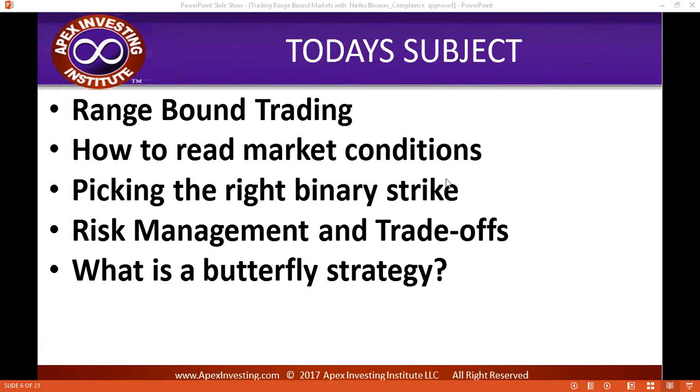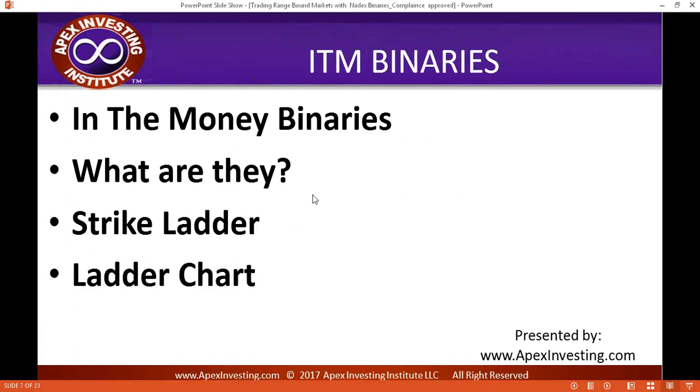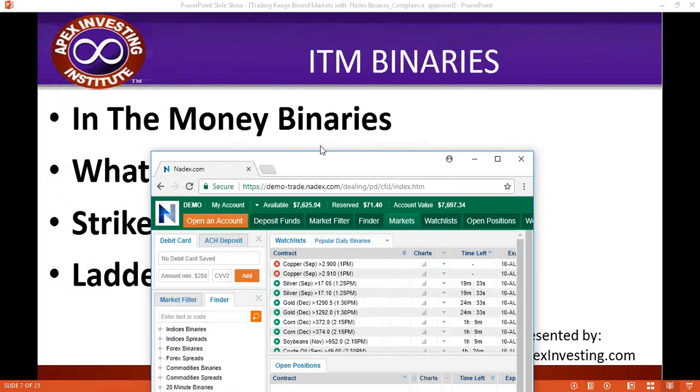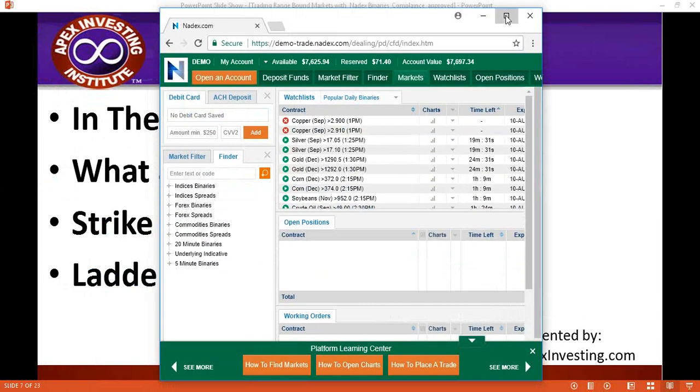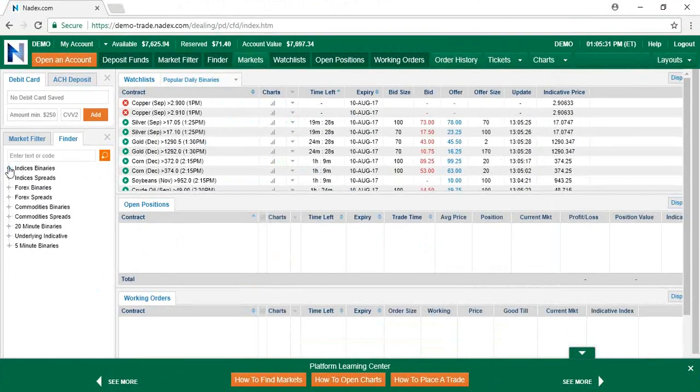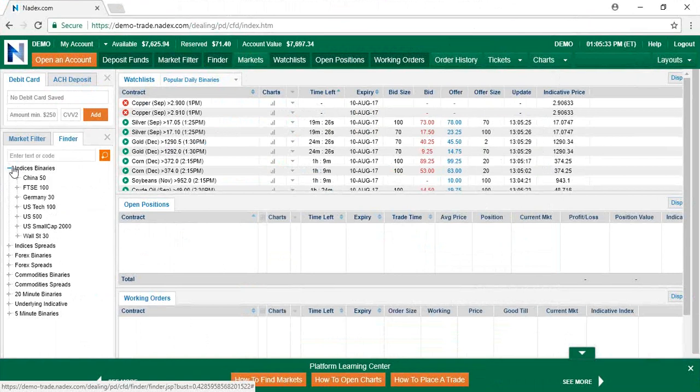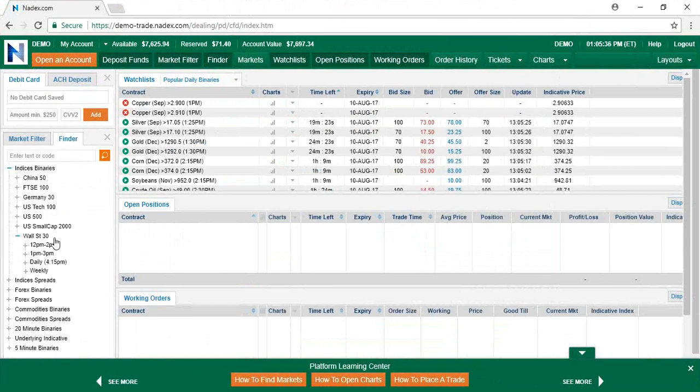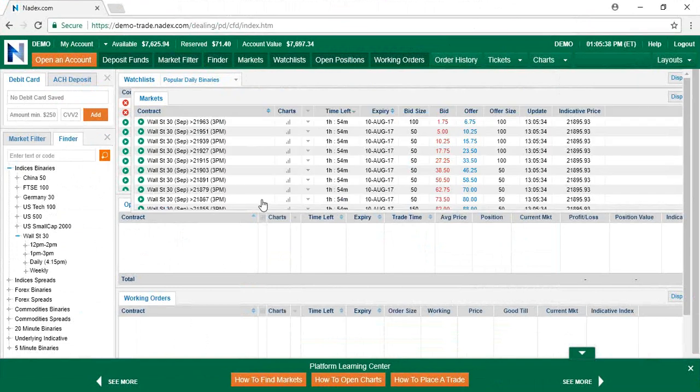So again, today we're talking about range-bound trading, kind of how to read the market conditions and know what a range-bound market is, and then some ways that you can trade range-bound markets. The strategy I'm going to review quickly today is called a butterfly strategy, okay? And if you're not familiar with the different types of binaries out there, you can go back through the webinar archives and do a little bit of catch-up. And we have plenty of webinars where we talk about the difference between in-the-money binaries, at-the-money binaries, and out-of-the-money binaries.